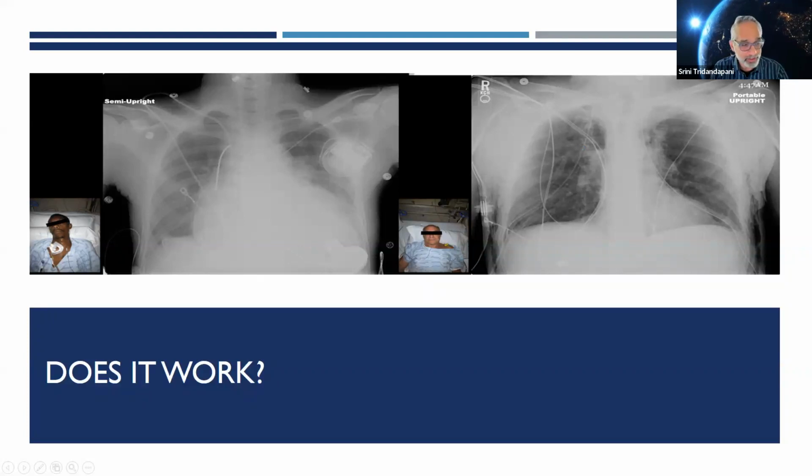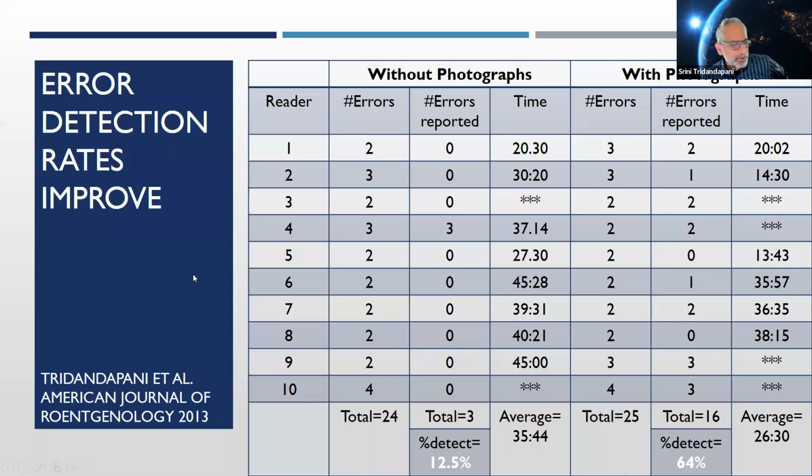So this is sort of a busy slide, but really we had 10 readers, and each of these readers found some errors without the photographs, and some other errors with the photographs. These were the errors that we introduced, and the errors that they did find. There was one person who found 3 errors without the photographs. With the photographs, they actually found 16 out of 25. So the detection rate went up from 12.5% to 64%. So the photographs as an identifier help you find errors.